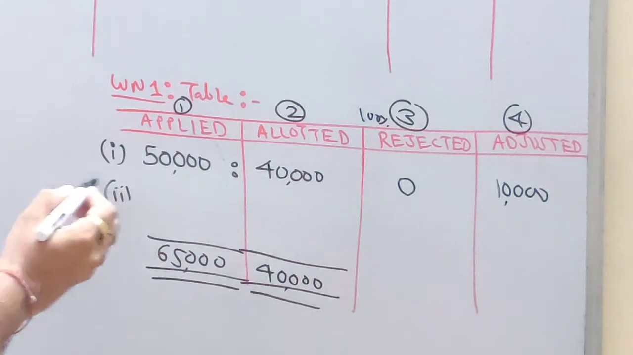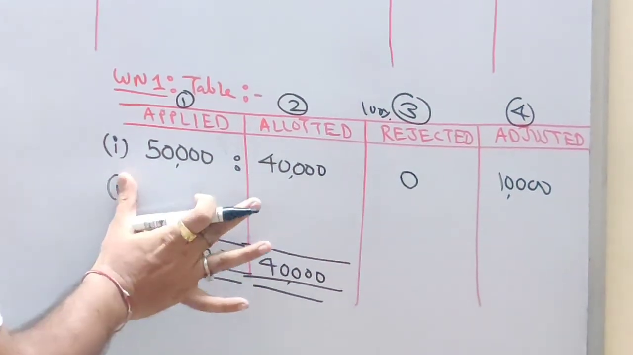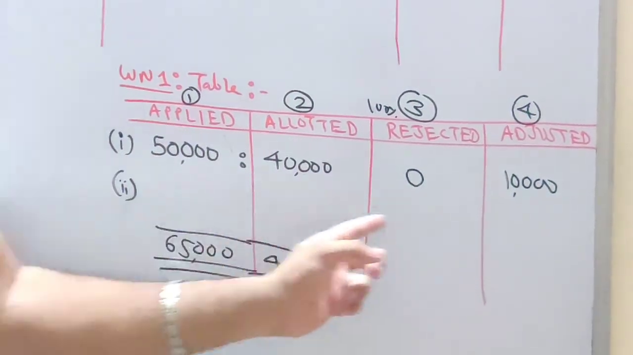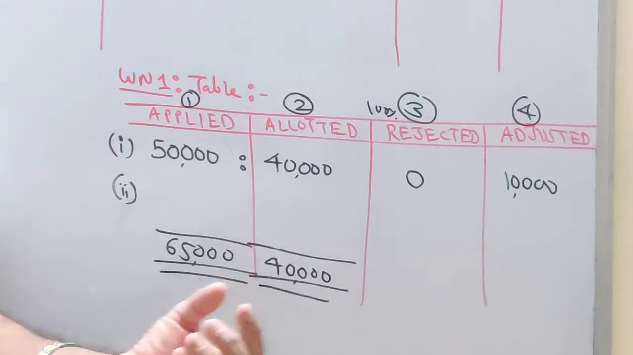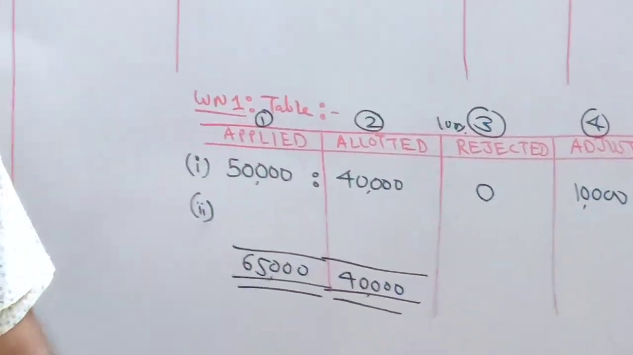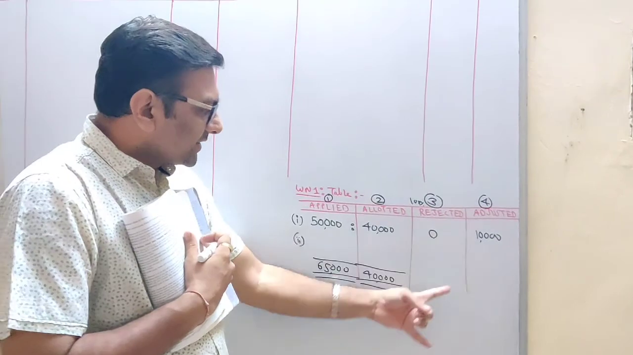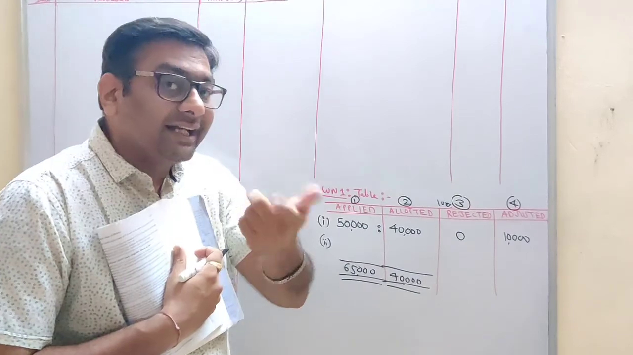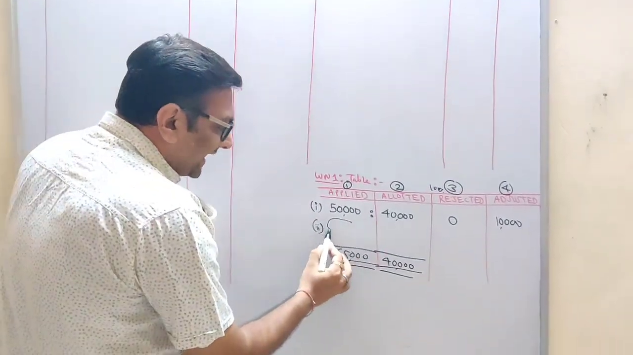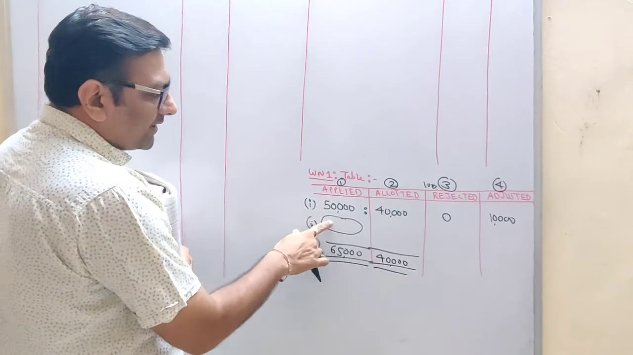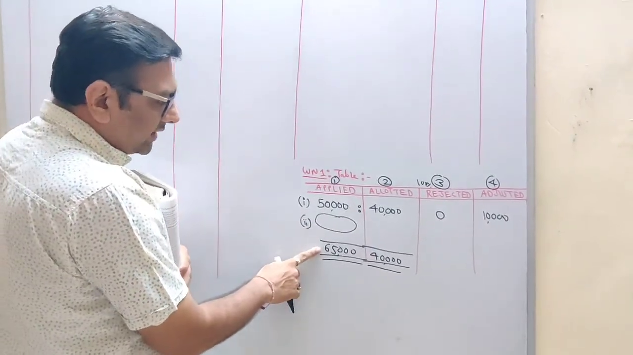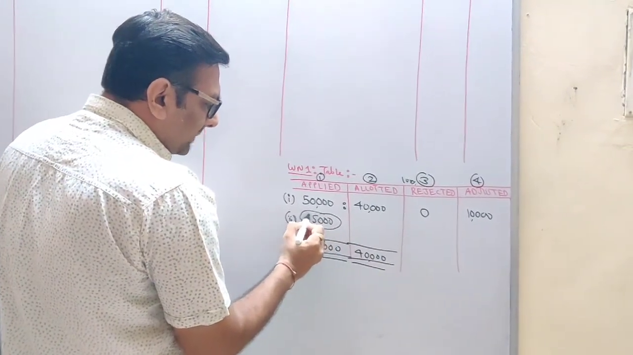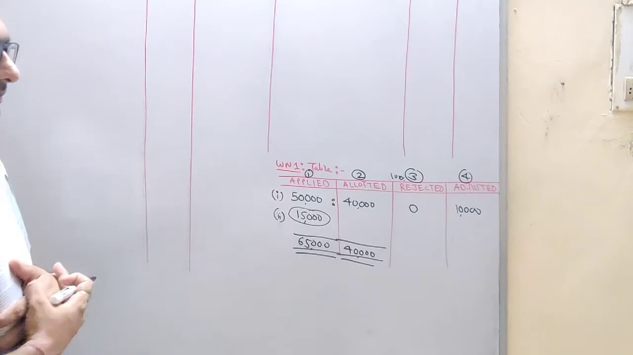Now the second category. For the second category, they haven't mentioned anything, students, in the question. That's the reason I always advise students to make this table, because this table helps you to understand the question completely. Here the table will show how many remaining applications there are. How to get the remaining amount, students? From the total 65,000, you minus 50,000. So remaining applications are 15,000.